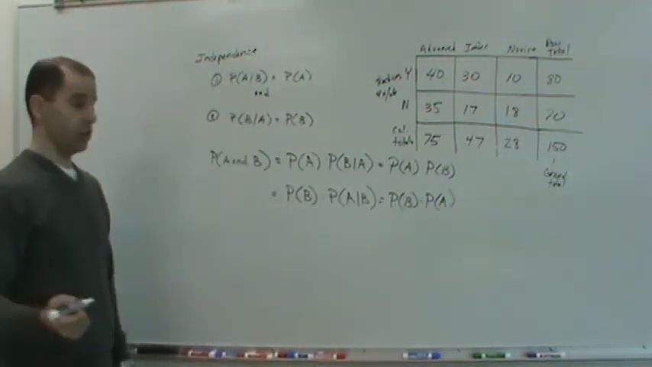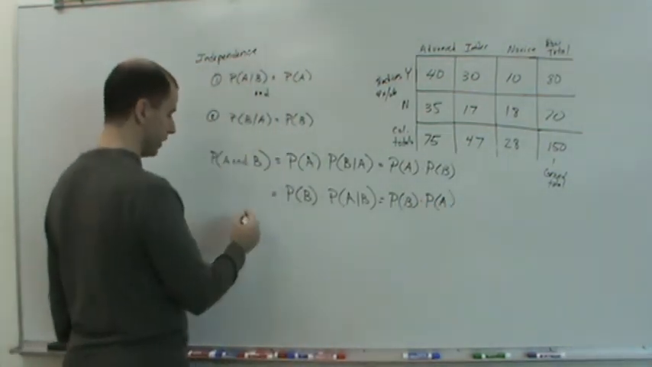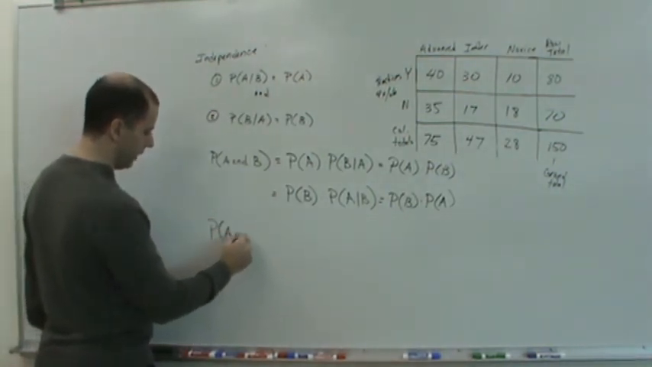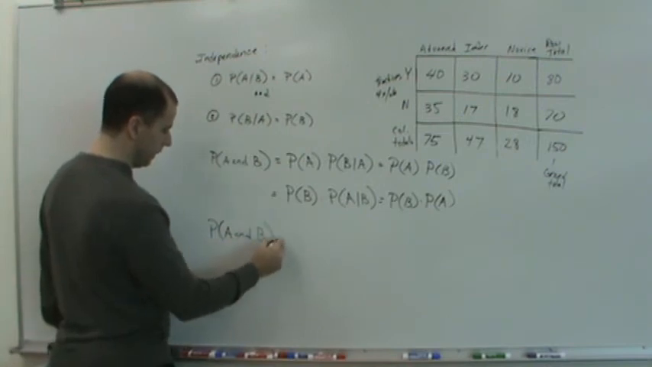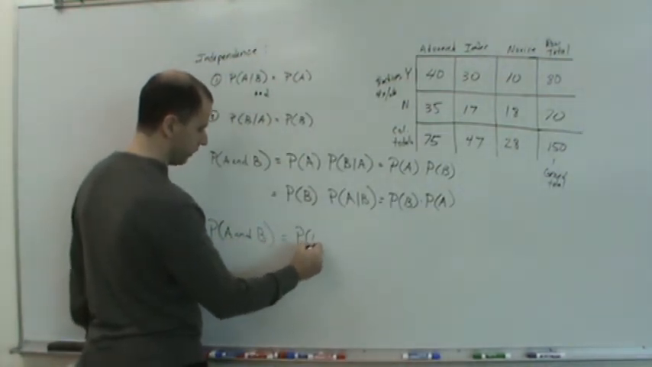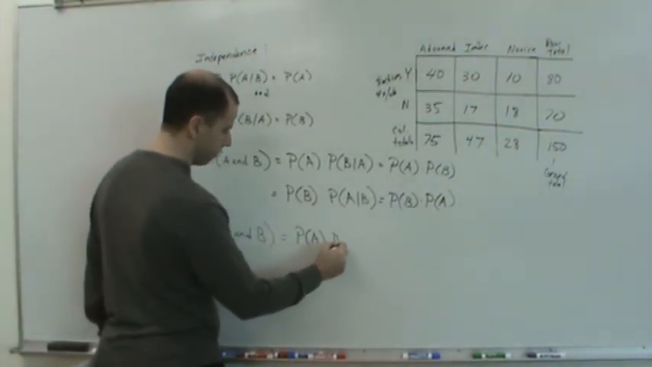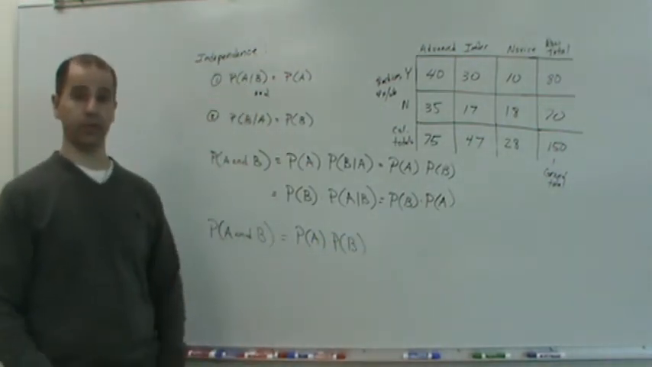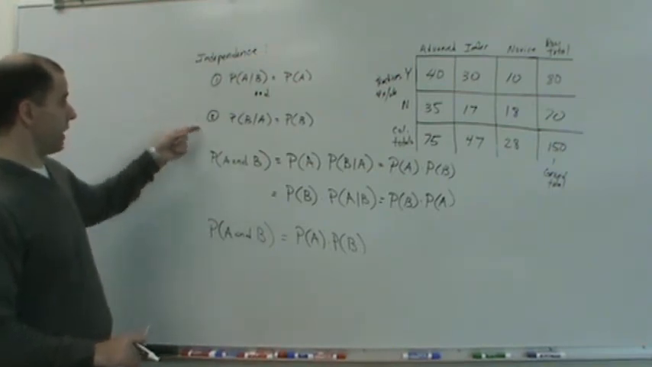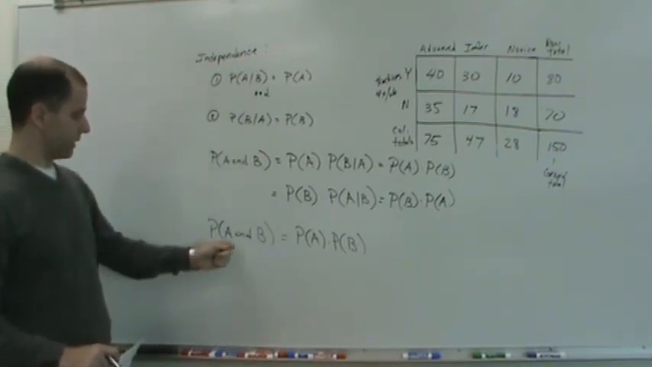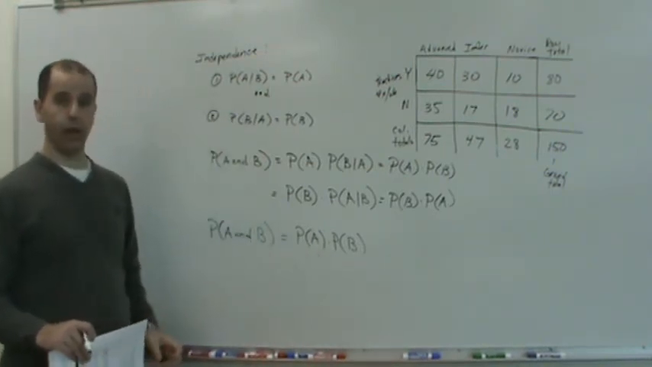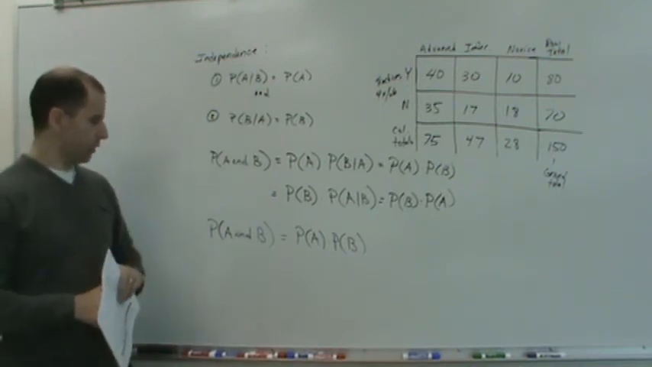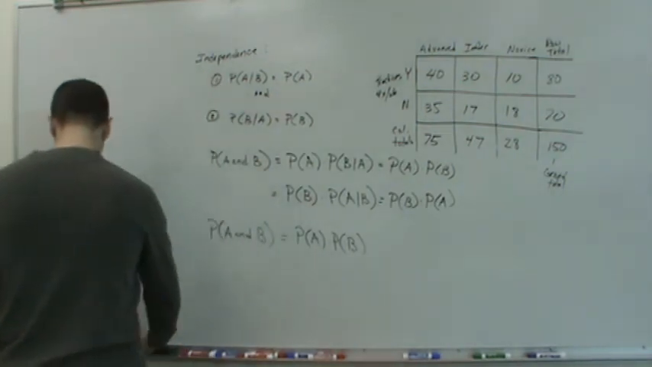So in other words, you can just test it by using this. Does the probability of A and B equal the product of their probabilities? Okay, so now you've got another way that you can test independence. You can use the definition and test these, or you can test this as well for independence. Okay, so now let's do one more example.